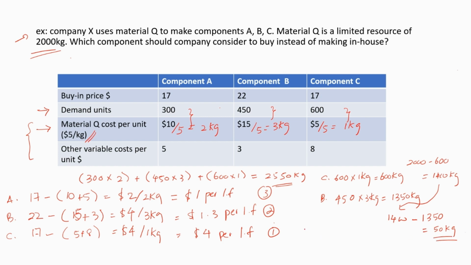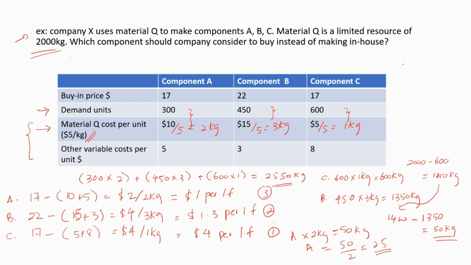Now let's calculate how many component A's can be produced with these 50 kilograms. Let's reverse calculate it. We have 50 kilograms. Each component A uses 2 kilograms of material Q. This is the number of component A's we are going to produce. This is equal to 50 divided by 2, which is 25. This means we can still make 25 component A's using the 50 kilograms of material Q.